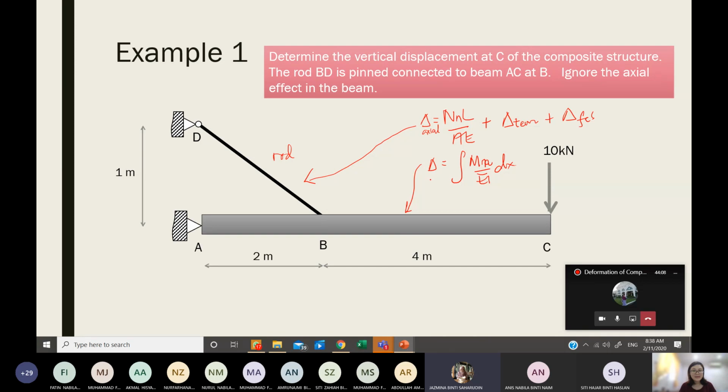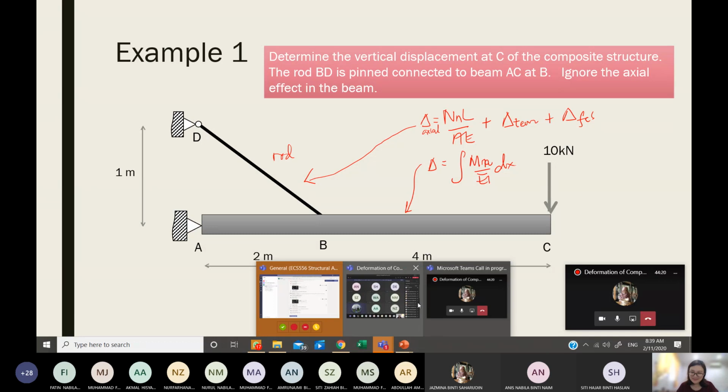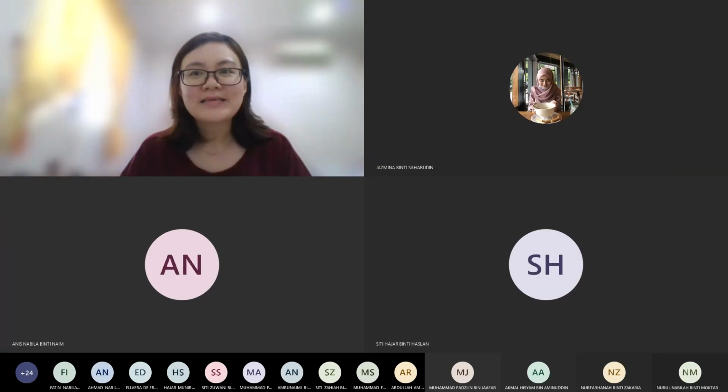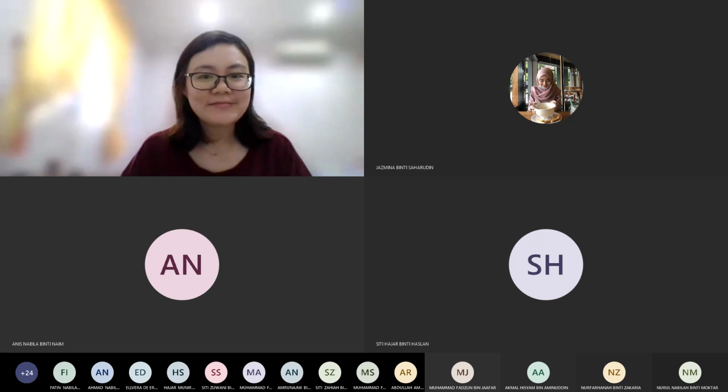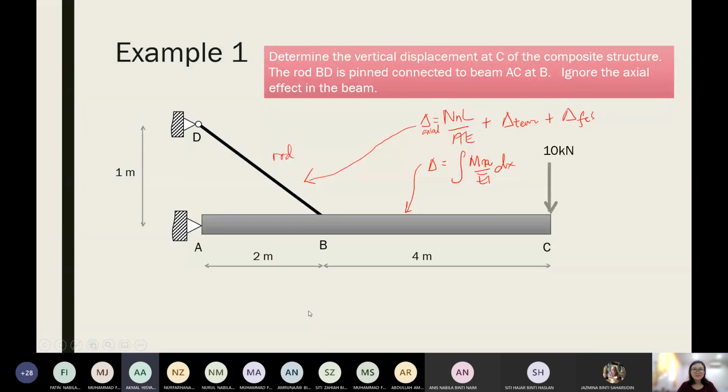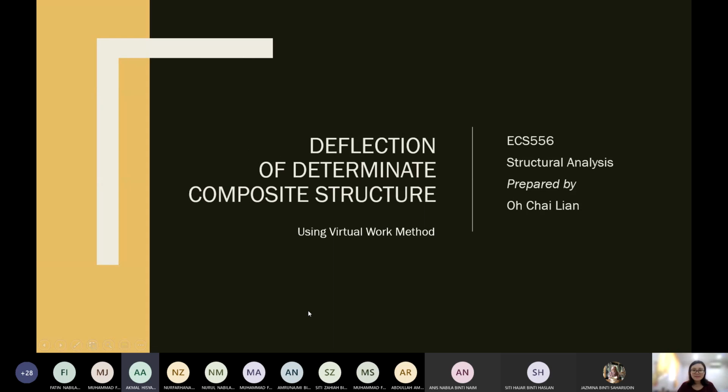Madam, I cannot see the slide. Huh? You cannot see the slide. All right. This slide, madam. Can you see the slide? Yes. Example 1. Deflection of determinate composite structure. Yes, we can see.